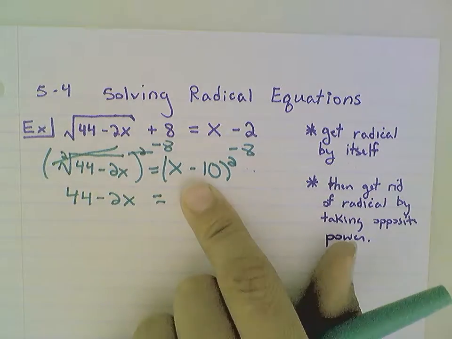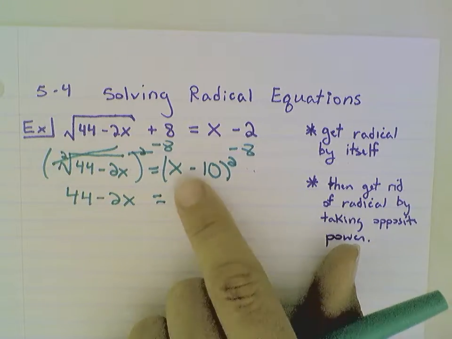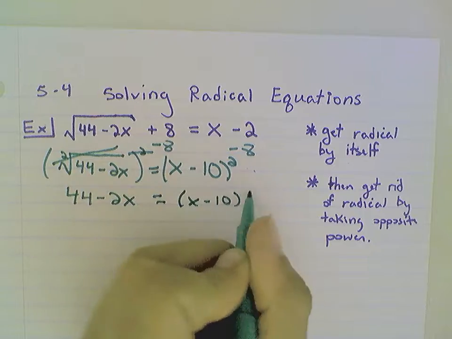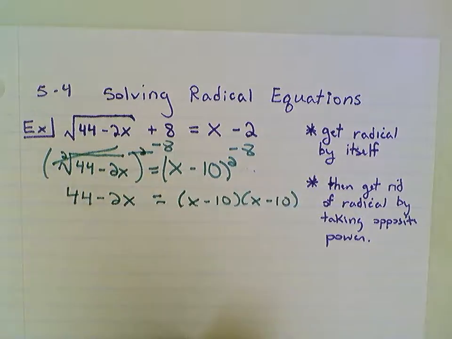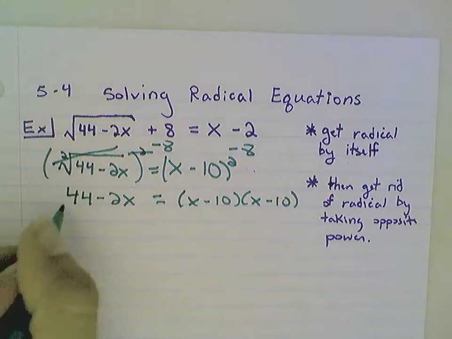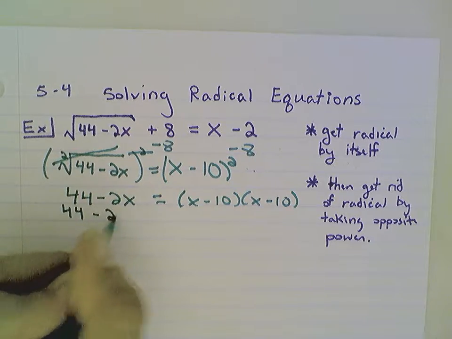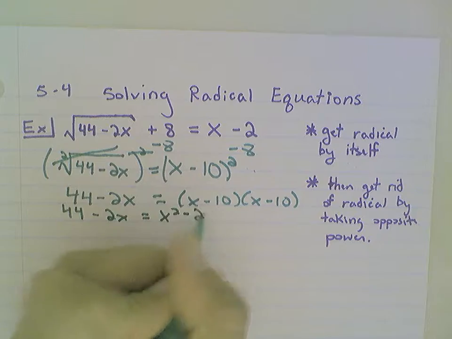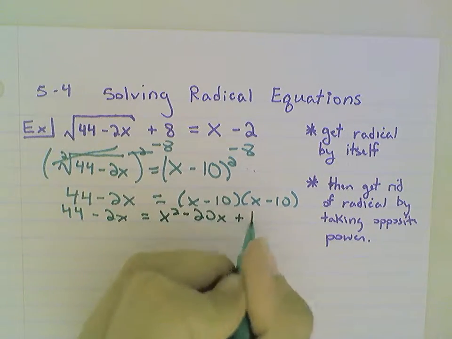Now remember, when you take the square of x minus 10, that's really taking x minus 10 times x minus 10. So we need to FOIL this. So we're going to get 44 minus 2x equals x squared minus 20x plus 100.